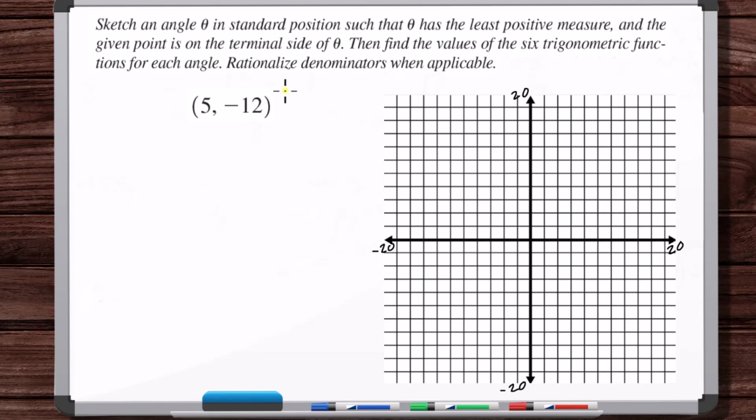What they're just saying is that we have a point here, and it's on the terminal side of theta, and so all this is giving us what the theta is, or at least a picture of it. We haven't learned enough to actually figure out what the angle is, but okay, so let's plot 5, minus 12. Each tick mark is 2, 4, here's 5, and then minus 2, minus 4, minus 6, minus 8, minus 10, minus 12.